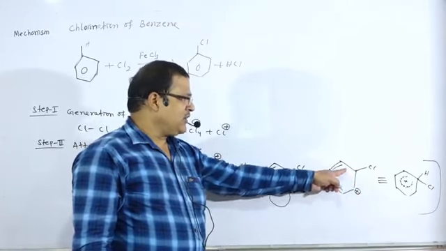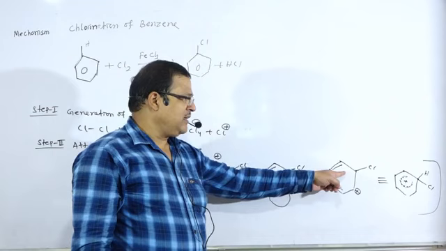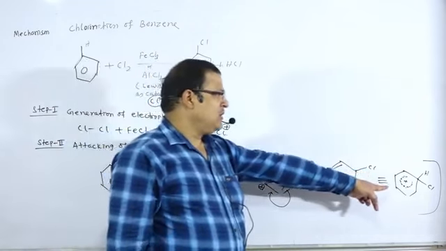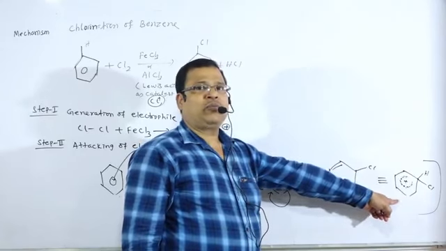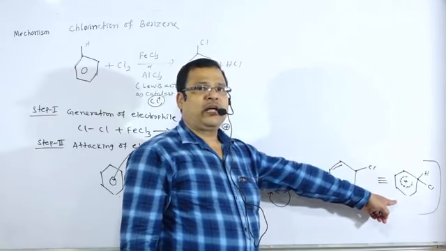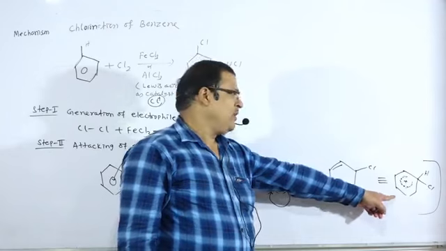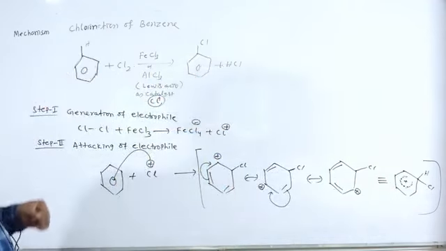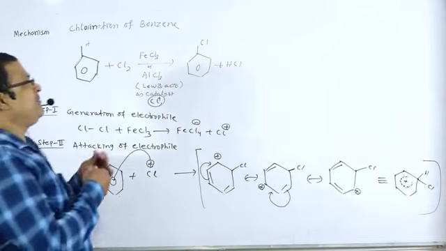That means the electron density decreases in the ring, and there is the formation of a sigma bonded compound, a non-aromatic compound that is produced. So this is the species that is produced in the second step. Then the third step, step 3.